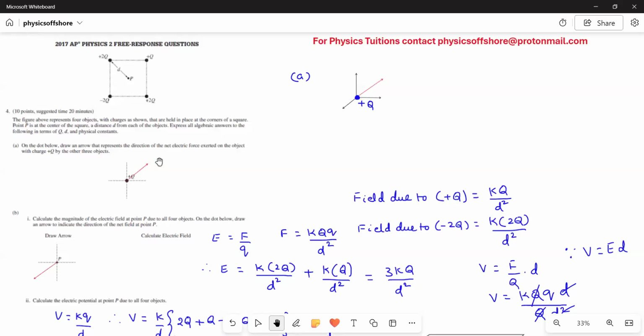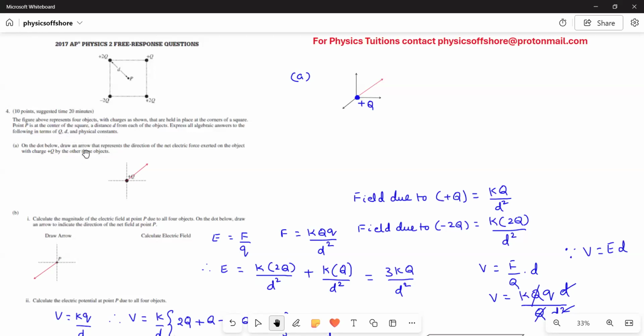This is the 2017 AP Physics 2 FRQ. Of course, the question is in electrostatics. The figure above represents four objects with the charges as shown that are held in place at the corners of a square. Point P is at the center of the square, a distance d from each of the objects. Express all algebraic answers to the following in terms of Q, d, and physical constants.